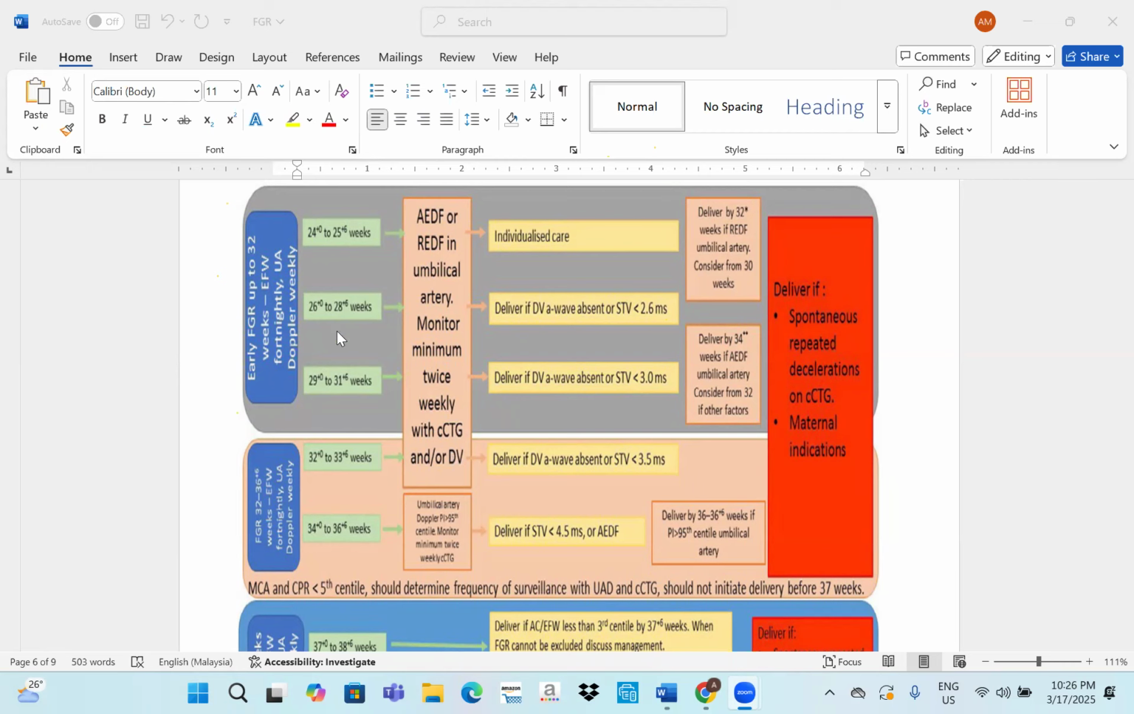Now the short-term variation is different for different gestations, right? At 26 to 28 weeks, it should be more than 2.6 milliseconds. But if at 26 to 28 weeks it is less than 2 milliseconds, then you will deliver your patient. At 31 plus 6, if it is less than 3.0, then you will deliver. At 33 plus 6, if it is less than 3.5, then you will deliver. Now, how will you memorize these things?